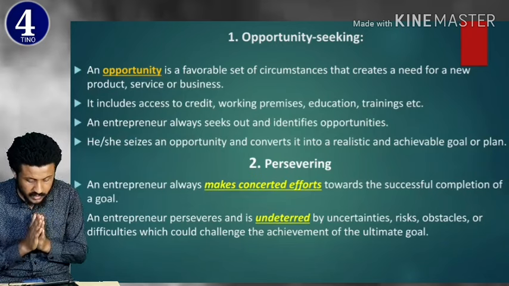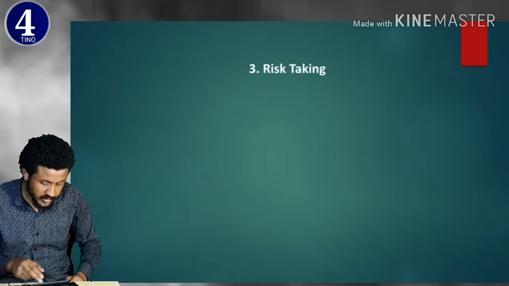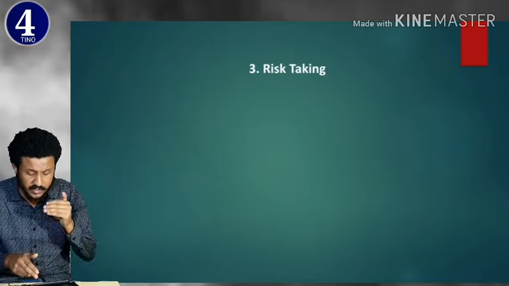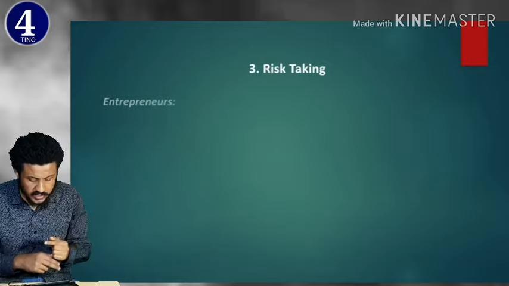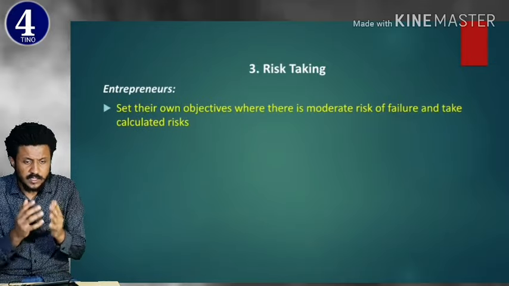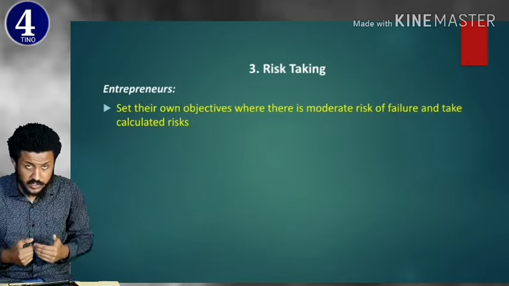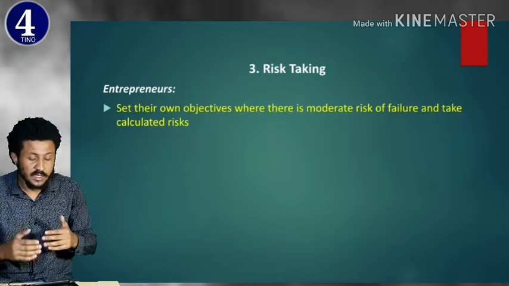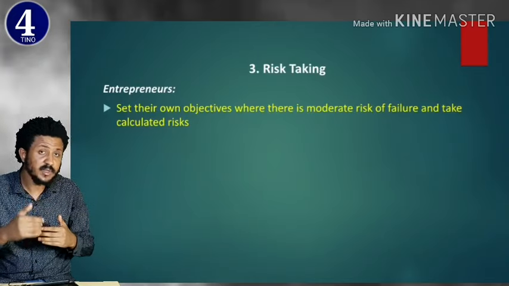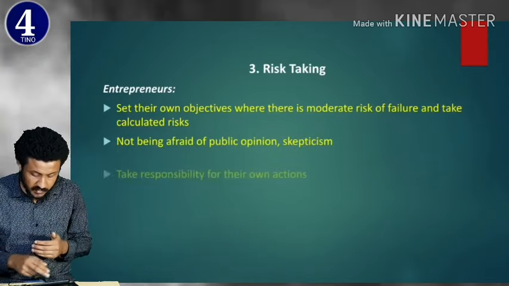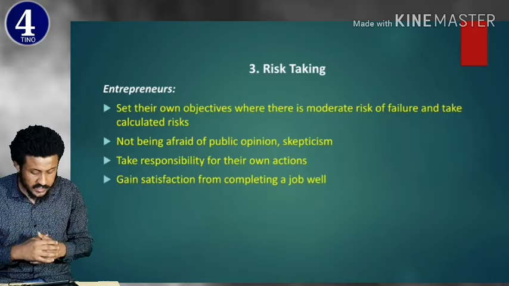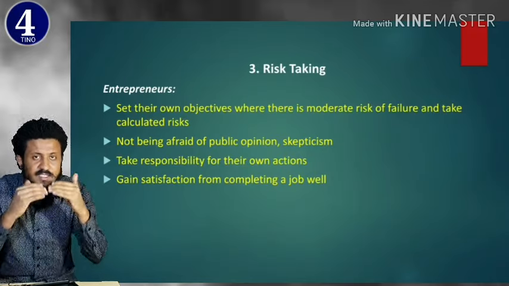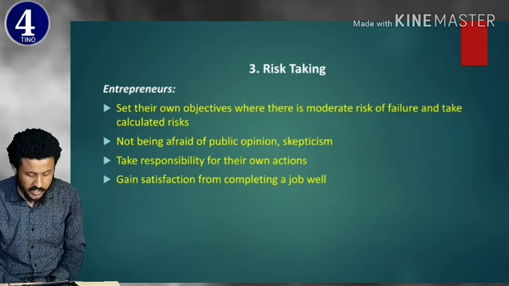So this is the second quality of an entrepreneur. And the third one is risk taking. Risk አሁን ምን ማለት እንደሆነ ነግሬያችኋለሁ. So entrepreneurs take calculated risks. ስለዚህ ለራሳቸው action entrepreneurs take responsibility ማለት ነው. የሚሰሩትን ያውቃሉ. ስለዚህ risk-ን ወስደው የሚያገኙት satisfaction ከዚሁ ጋር የተያያዘ ነው. They get satisfaction from completing a job because they do take risks. ስራውን ሲጨርሱ በጣም satisfaction ያገኛሉ ማለት ነው.